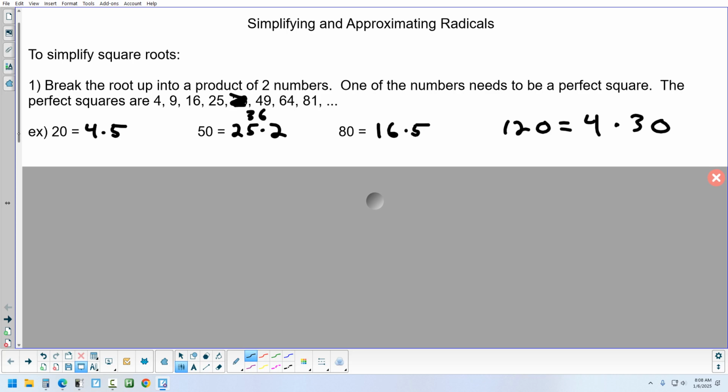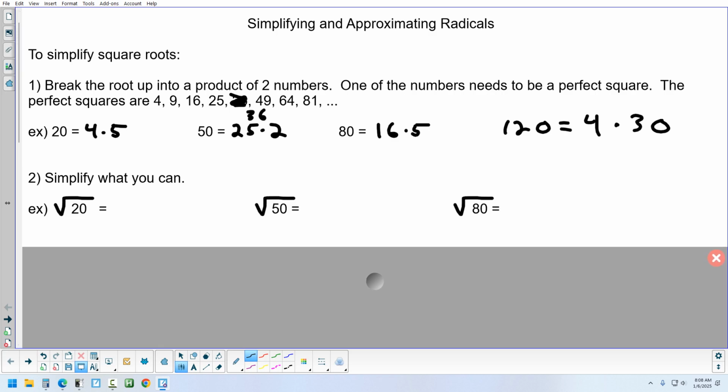After you break up the number you're trying to simplify, we're going to actually take the square root. All right, so we'll use our calculator if we need to for that. So let's start with 20. We already broke it up into 4 times 5. Okay, so that's the first step. Now what you want to do is take the square root of each number separately. That's how you finish it off. So you're going to take the square root of 4 times the square root of 5.